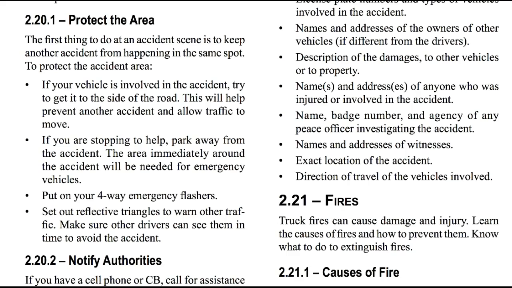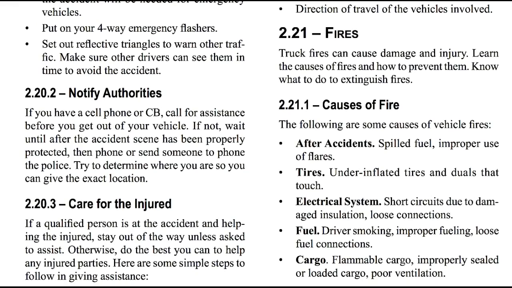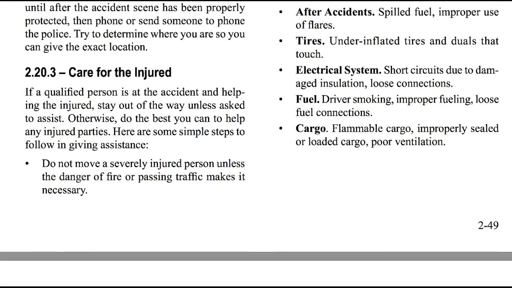Put on your four-way emergency flashers. Set out reflective triangles to warn other traffic. Make sure other drivers can see them in time to avoid the accident. Notify authorities. If you have a cell phone or CB, call for assistance before you get out of your vehicle. If not, wait until after the accident scene has been properly protected. Then phone or send someone to phone the police. Try to determine where you are so you can give the exact location.